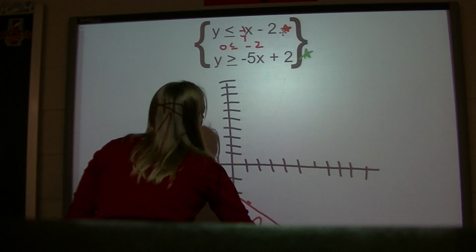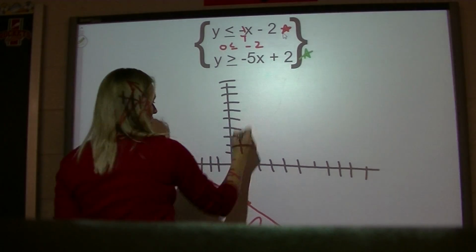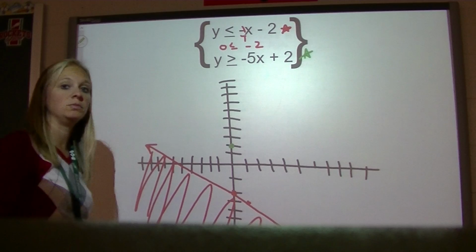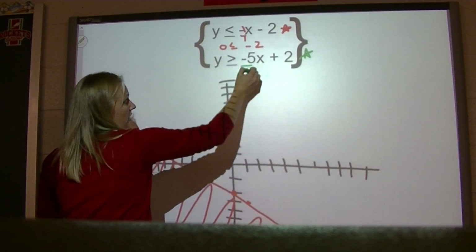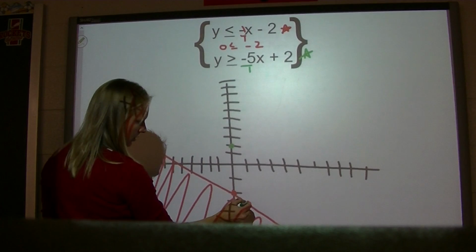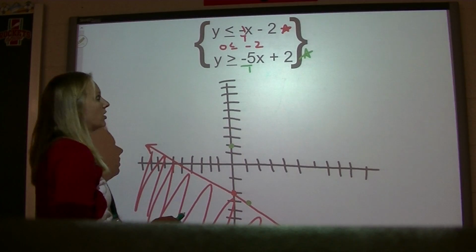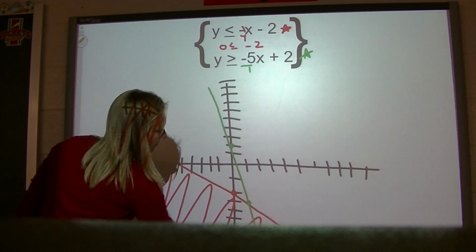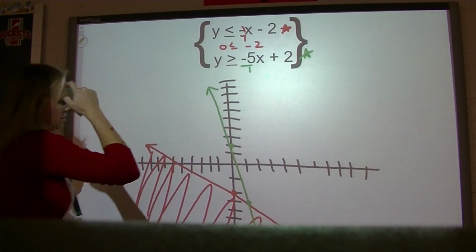Okay, and then I'm going to graph this in green. Y-intercept of +2, so I go up 2 and hit my point. I use my slope to get my next point. It's -5/1, so I'm going to go down 5, 1, 2, 3, 4, 5, and to the right 1. Okay, and again, another solid line. So there's my solid line I'm going to graph.